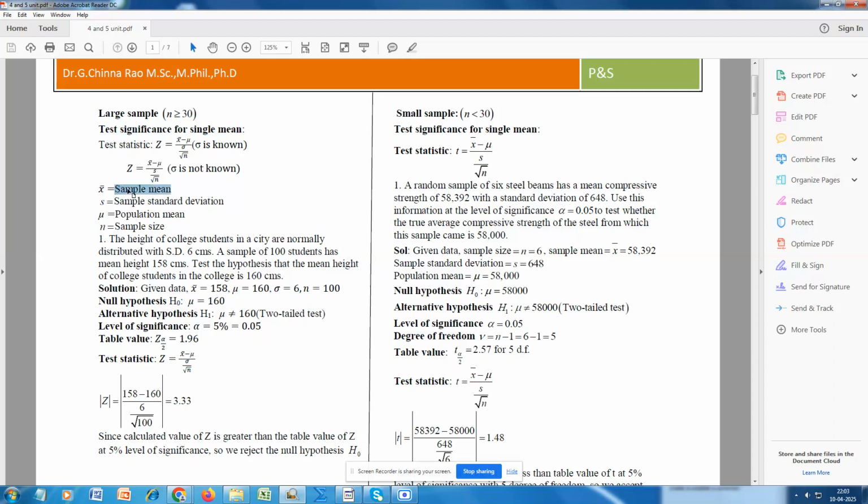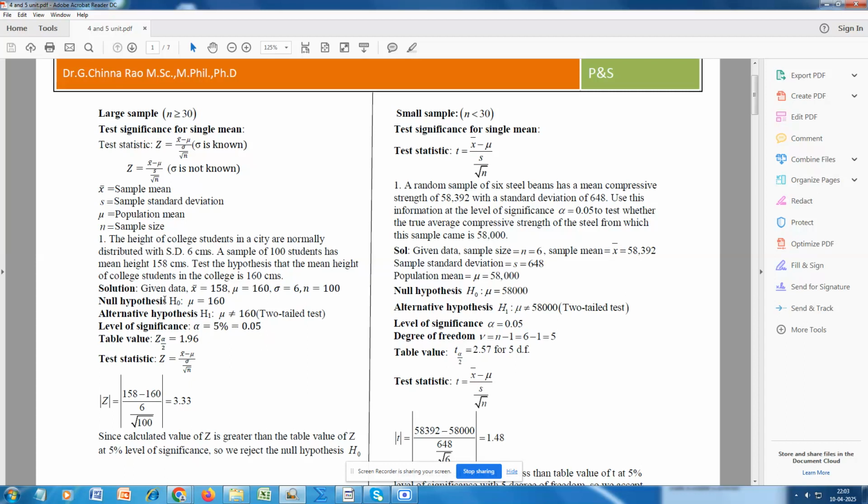Sample mean is denoted by x bar, sample standard deviation is denoted by s, population mean is denoted by mu, and sample size is denoted by n. Now, the question is: the heights of college students in a city are normally distributed with standard deviation 6 centimeters. A sample of 100 students has mean height 158 centimeters. Test the hypothesis that the mean height of college students is 160 centimeters.